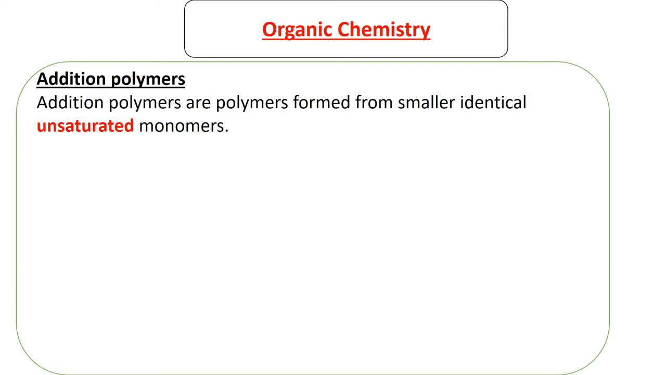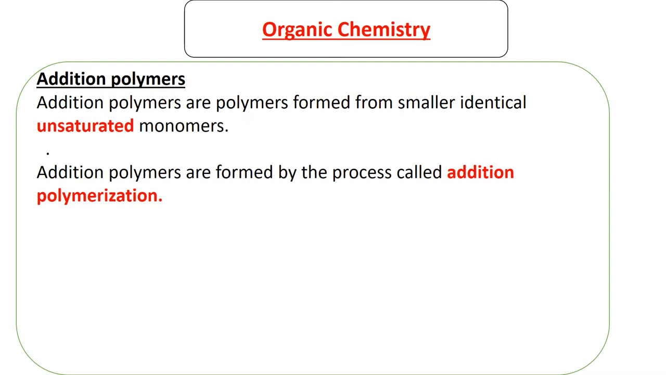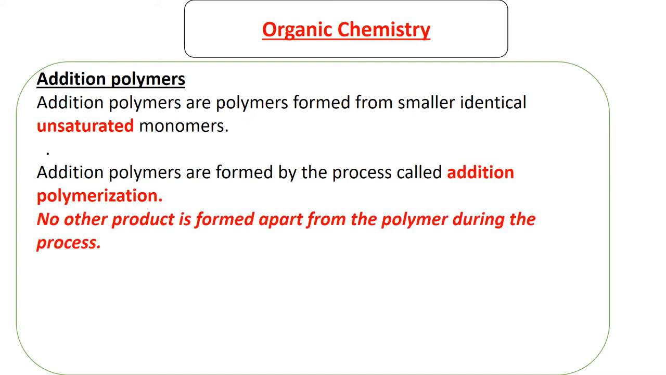So alkenes, when maybe there are two, it's possible that they can connect to each other, they can react. Therefore, that's just an insight to make you remember that addition polymerization is for unsaturated monomers such as alkenes. Addition polymers are formed by the process called addition polymerization.